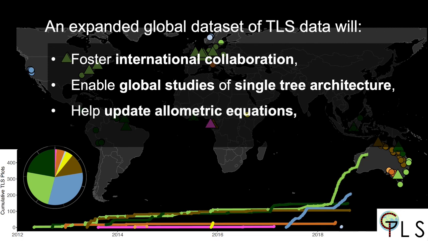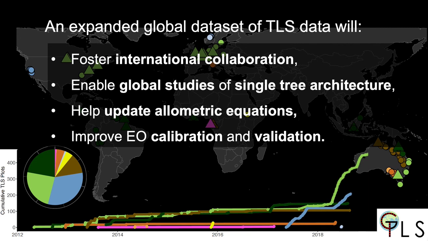On top of that, we're going to be able to update allometric equations with this type of information, something that's really needed in the forest ecology community, as well as the carbon monitoring community, as well as improving Earth observation, calibration, and validation. This data set is unprecedented in terms of what it can offer from a calibration and validation perspective for future missions like biomass or current missions like GEDI.